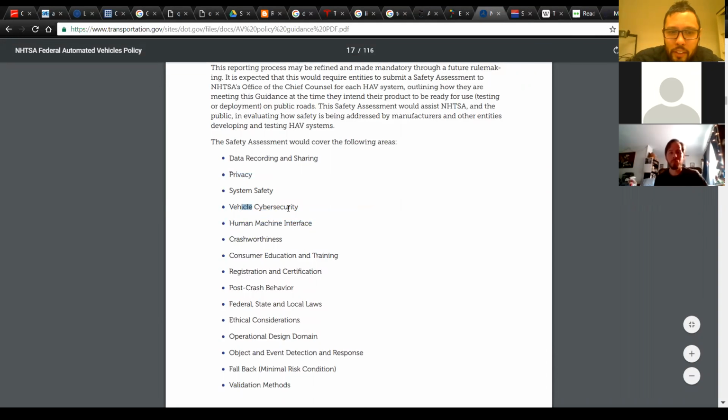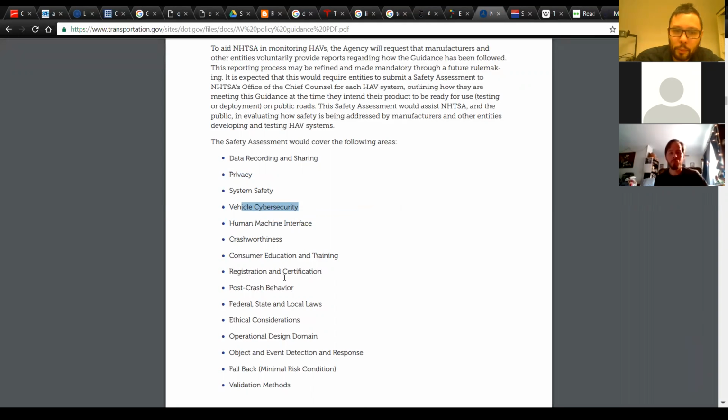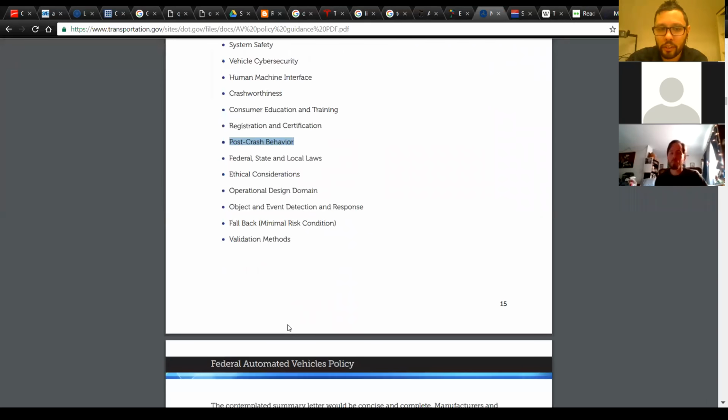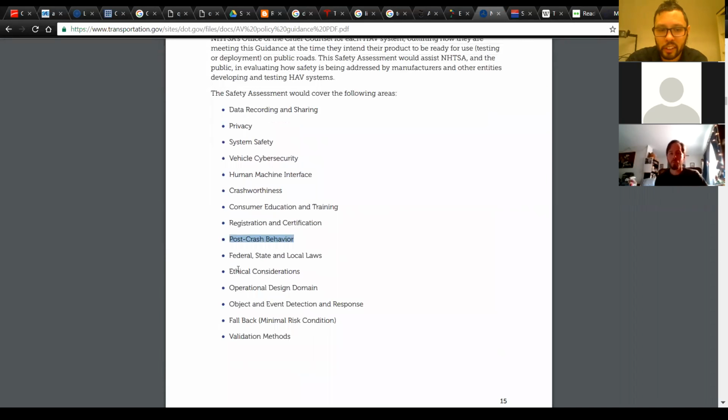So privacy, cybersecurity concerns, make sure that it's not being hacked. There's a lot of discussion here about what data you record, to make sure that all the decisions are being recorded, that they're being recorded in a secure place that's going to survive any crash scenario, and that information can be recovered in the right way so that we can actually look and see what happened. All of these things need to be built into the system for it to be safe, according to the DOT regulations here.